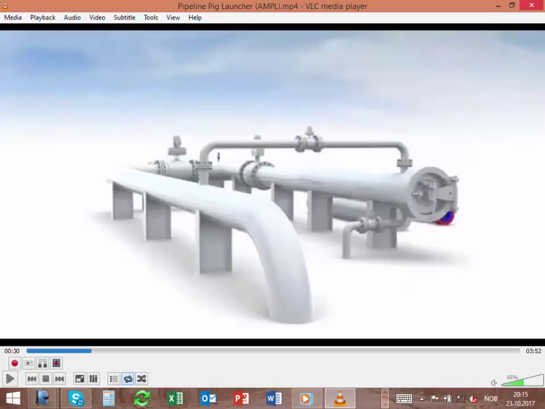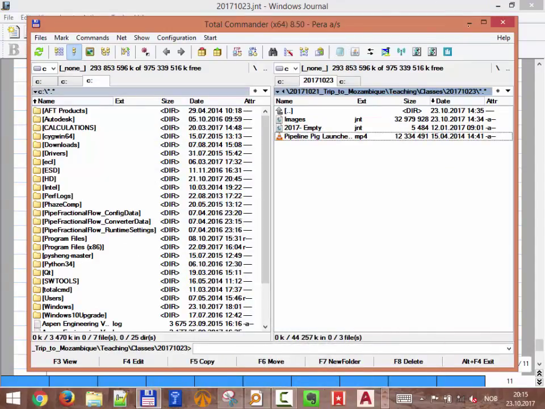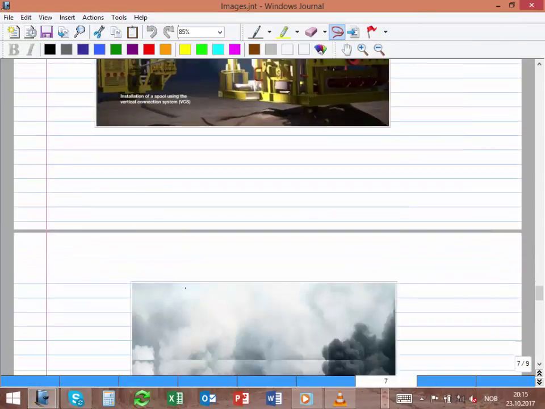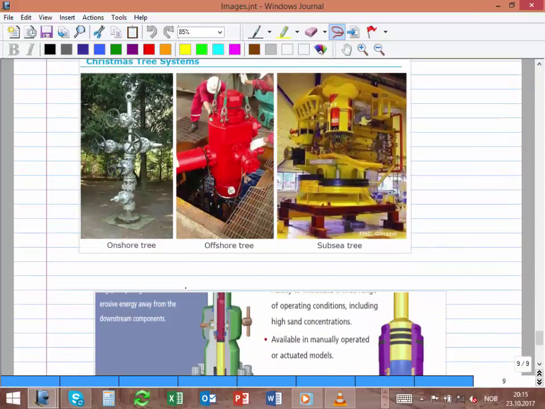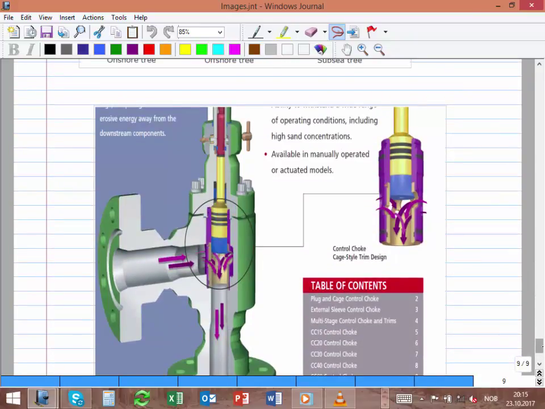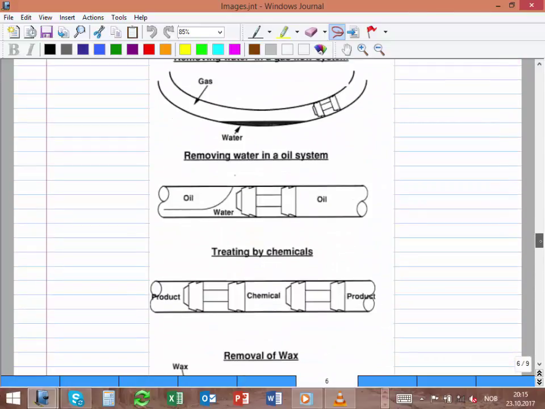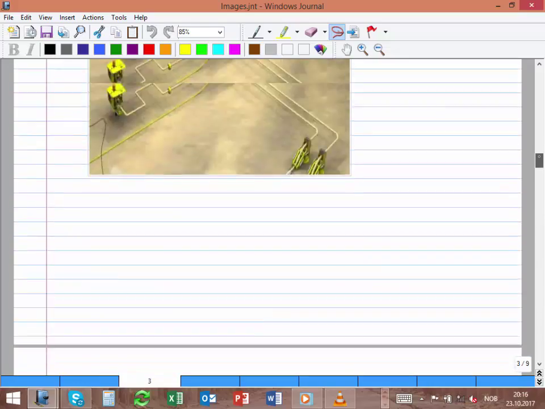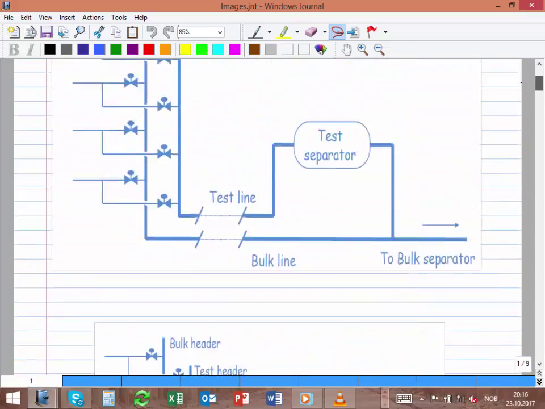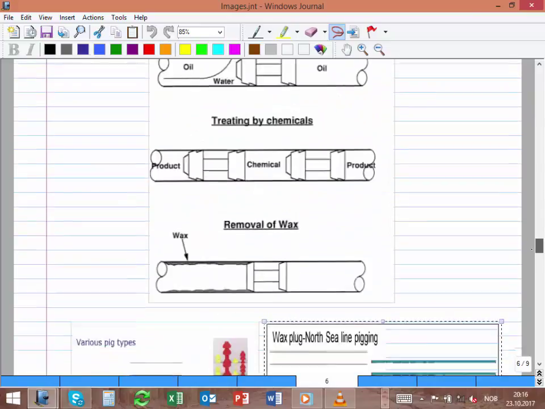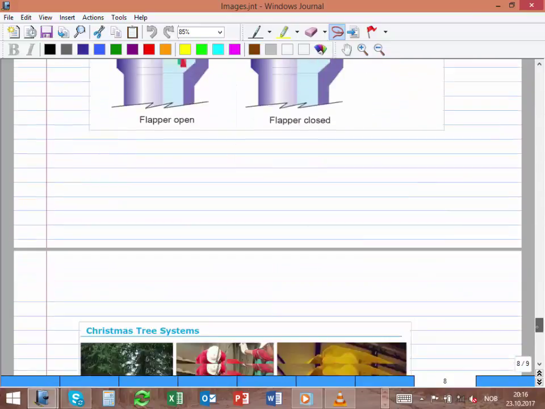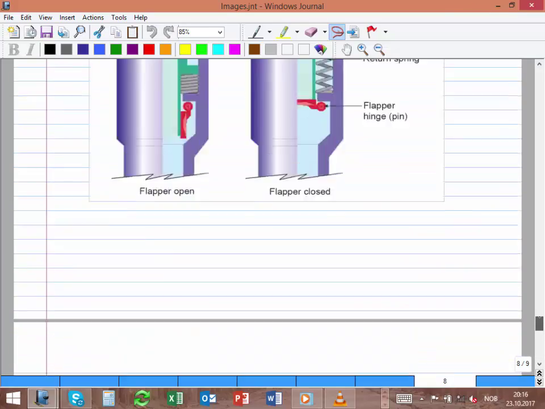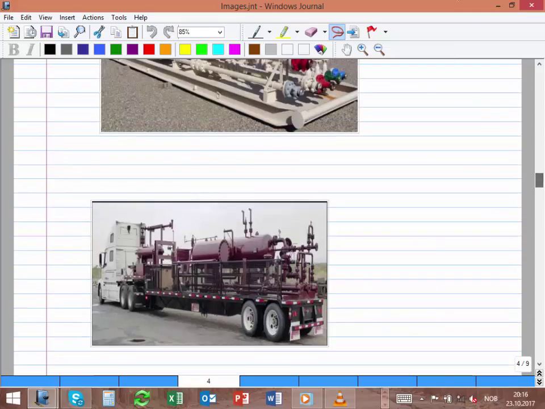And for the receiver, I have a similar arrangement. So let me see if I find that figure someplace here. That's the same that I explained. I can find it later, I think I will put it later. But you got the idea.